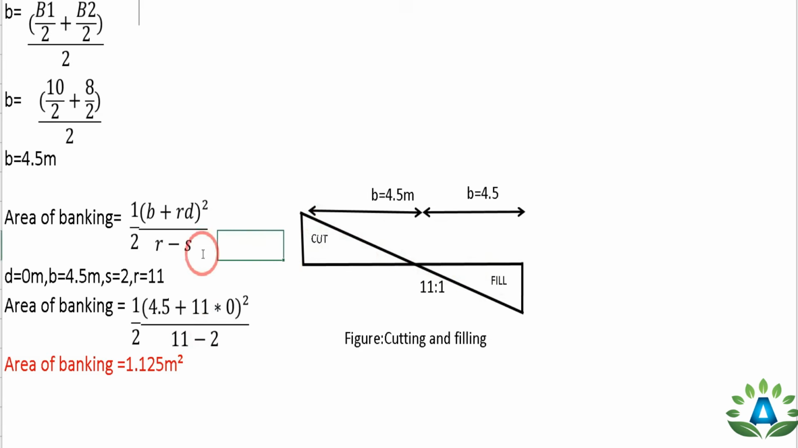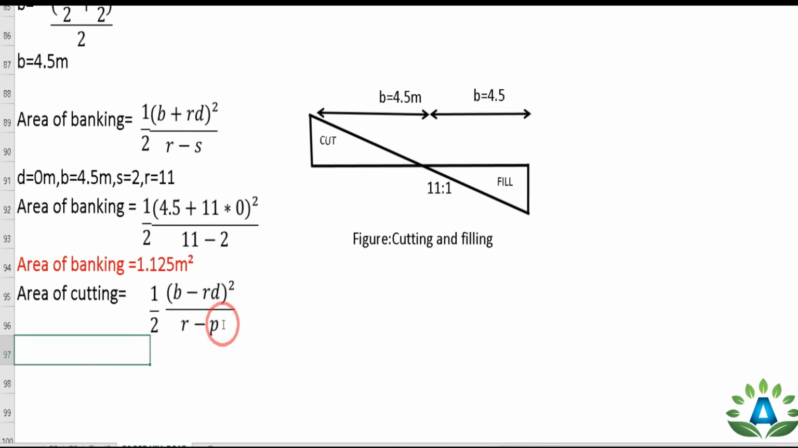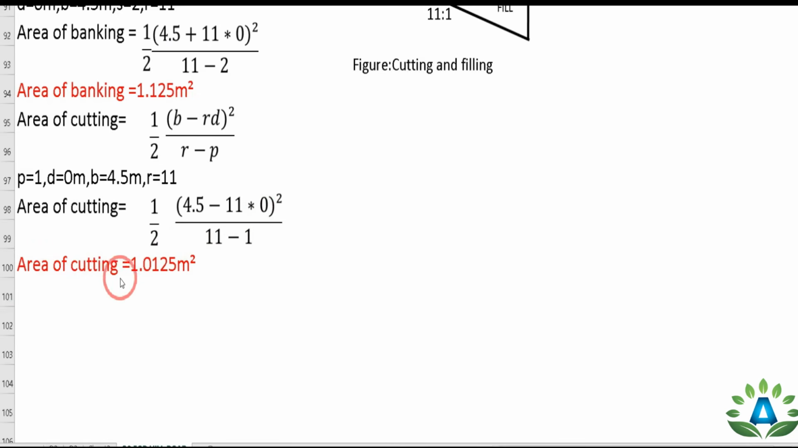Now we need to also calculate this area of this cutting. So let's put the value of area of cutting. So here we have this area of cut equals to 1/2 (B - RD) whole square by (R - P). So here we have this P as a side slope for cut. So P equals to 1. The depth equals to 0. The value of the B equals to 4.5 meter, that we have already calculated, and the value of R is also 11. So let's put the value. We get the area of the cutting as 1.0125 meter square.